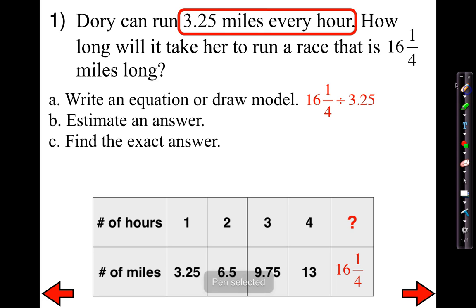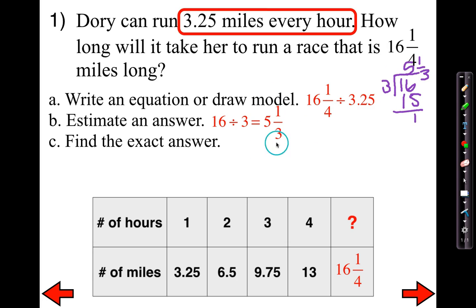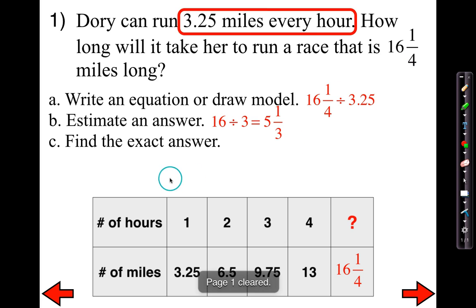Now real quick before we move on, let's estimate that answer. So I'm going to go ahead and estimate and say 16 1/4 is pretty close to 16, and 3.25 is pretty close to 3. So if I take 16 and divide it by 3, that will leave me with my 5 1/3. So if you're wondering, that's how I got my 5 1/3. So that's just a good estimation. My answer should be around 5 1/3 hours. So let me actually do the exact math and see what my answer is.